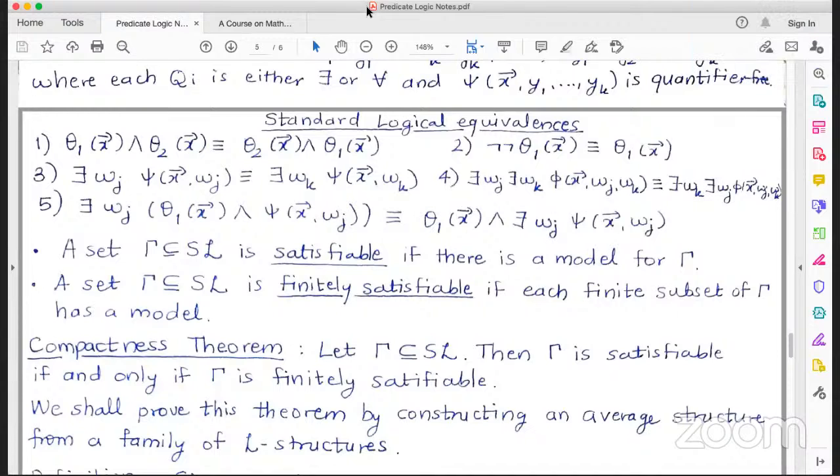Rupkatha, are you a master's student? Sir, I'm a second year student. Second year undergraduate? Yes, sir. Okay, fine.